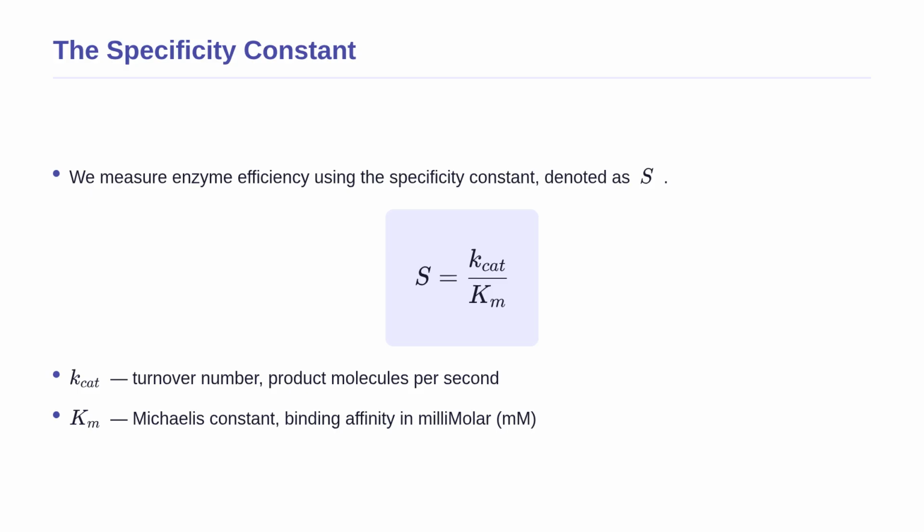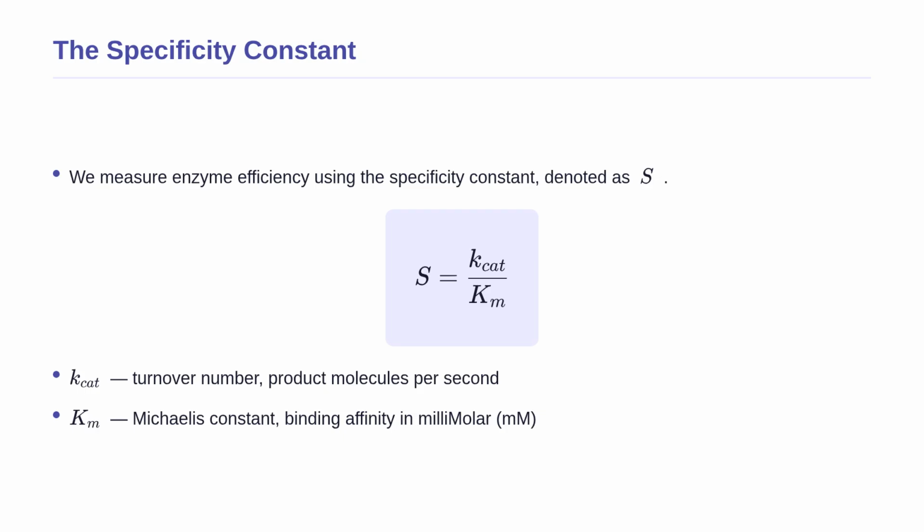Now that we have seen how specificity works visually, let us understand how biochemists measure it mathematically. To measure how specific and efficient an enzyme is for a particular substrate, we use a value called the specificity constant. This constant is derived from Michaelis-Menten kinetics. The formula is: the specificity constant equals Kcat divided by Km. Let us break down these symbols.